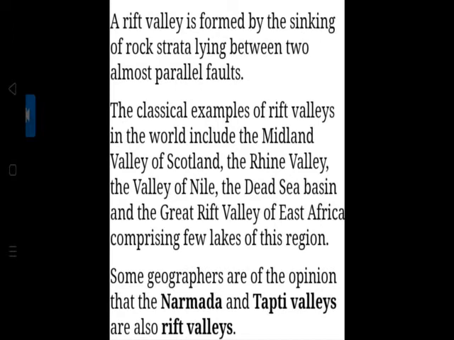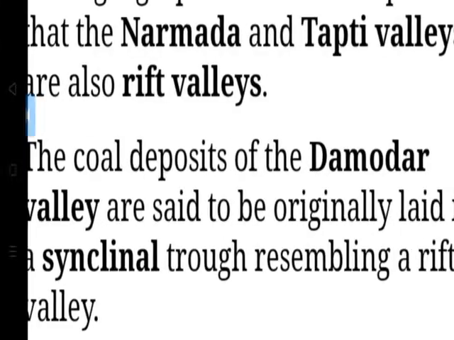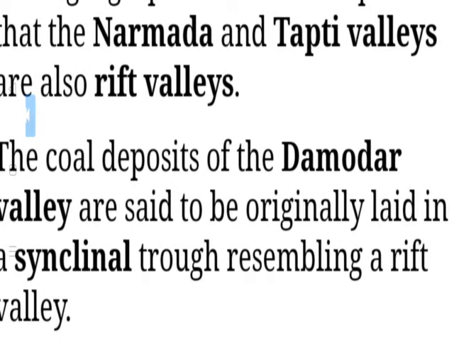Some geographers are of the opinion that the Narmada and Tapti valleys are also rift valleys. We have learned about Narmada, we know about Tapti. The coal deposits of the Damodar Valley are said to be originally laid in synclinal trough resembling a rift valley. This is another example where Damodar Valley is basically known for its coal deposits.